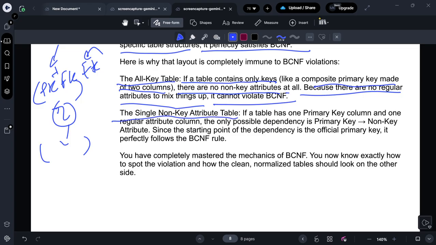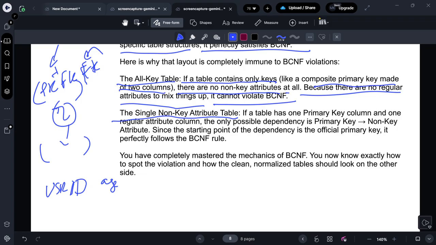Since the single non-key attribute in the table, for example, with primary key user ID, we have an attribute like age, this is totally fine because there is exactly one attribute that goes to something like this. Then the only possible dependency is primary key goes to non-key attribute. Since the starting point of the dependency is the primary key, it perfectly follows the Boyce-Codd normal form rule.